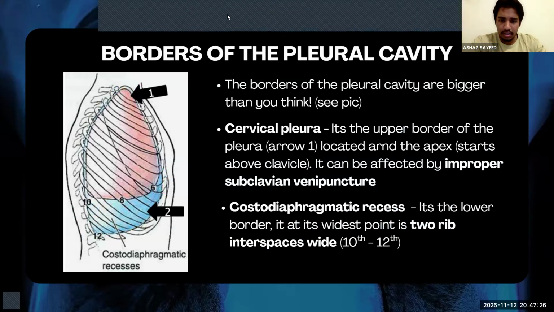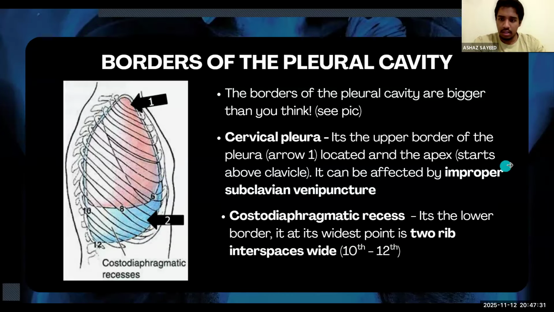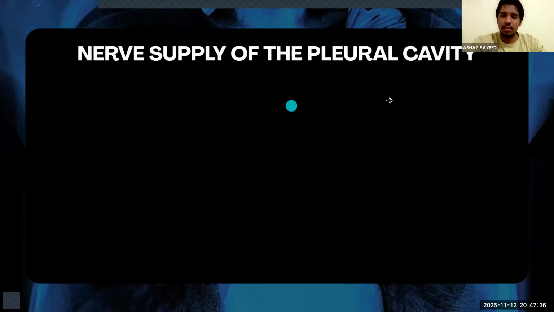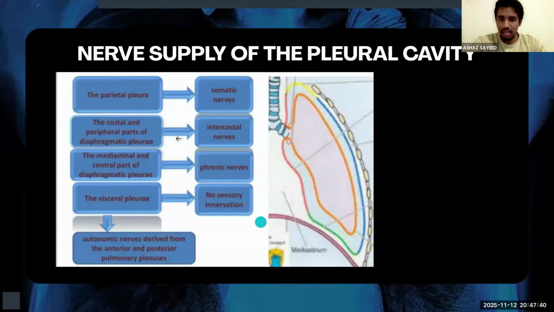The last topic is going to be innervation of viscera. That's going to be covered by my colleague Lotus. Okay. Now let's talk about the nerve supply of the pleural cavity. It's not complicated. It's just this image.